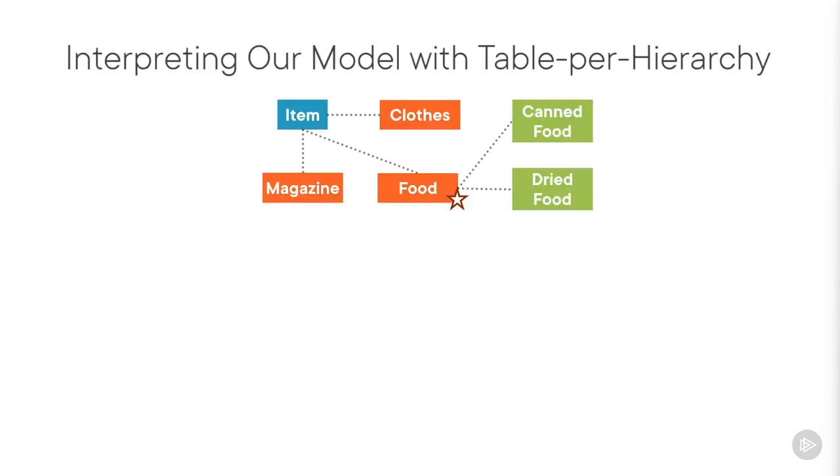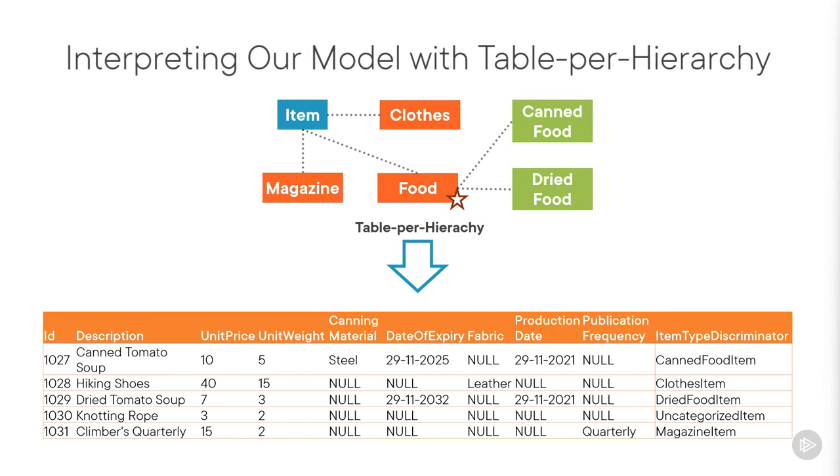Before we look at the table per hierarchy strategy in action, let's consider our model in the context of using that strategy. So what we see here is a slightly compressed version of the model diagram that we just looked at. And now we need to map that model to the database using the table per hierarchy strategy. And as we already discussed, that strategy maps all entities in the inheritance hierarchy to a single table like the one that we see here.